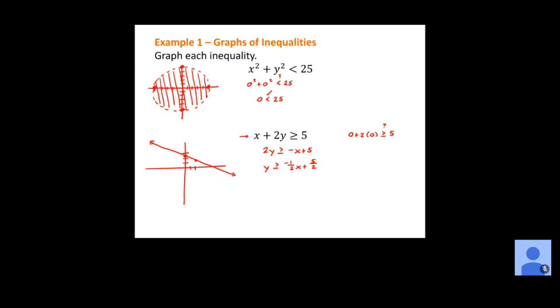Well, again, when I simplify the left-hand side, that's just going to give us 0 greater than or equal to 5. In this case, 0 is not greater than or equal to 5. This is not a true statement. So that means I need to shade everything away from 0, 0. So if I do that now, that means I'm going to be shading everything up and to the right of that line this time.